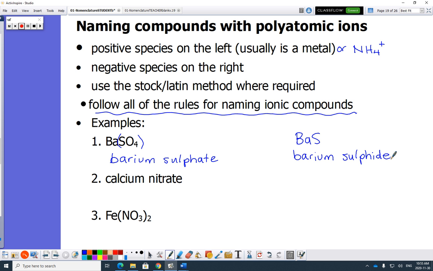So hopefully, like I said, you're going to see this oxygen at the end here, and you're going to think in your head, oh, that's sulfur ate oxygen. Oh, it's sulfate. Even though that's a cheesy analogy, you're going to hear my voice. It's seared in your brain, okay?